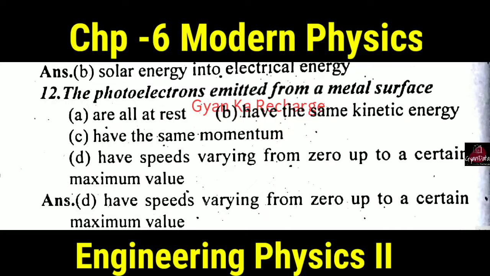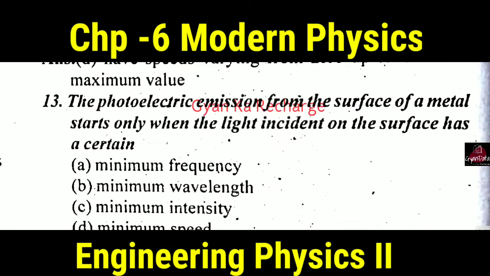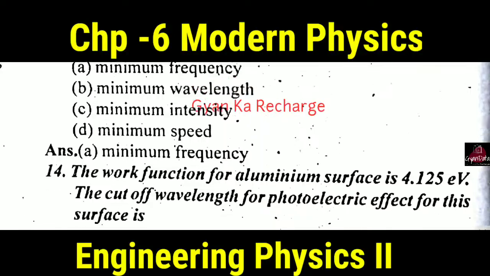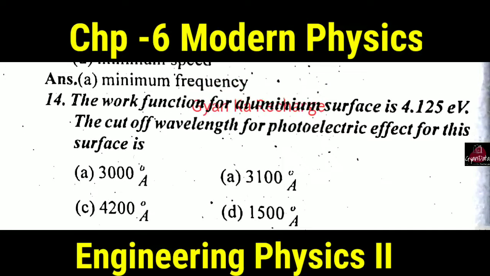The photoelectric emission from the surface of a metal starts only when the light incident on the surface has a certain minimum frequency. The work function of an aluminum surface is 4.125 eV. The cutoff wavelength of the photoelectric effect for this surface is 3000 angstrom. Silicon is used to make solar cells.